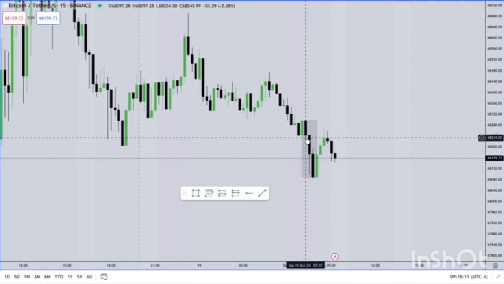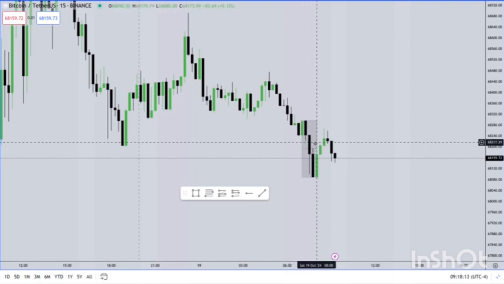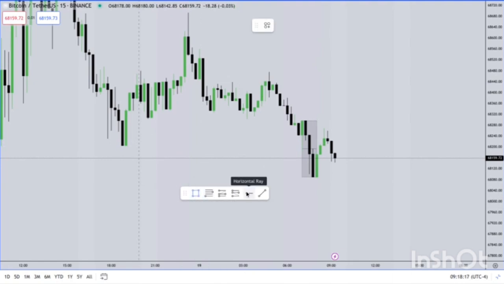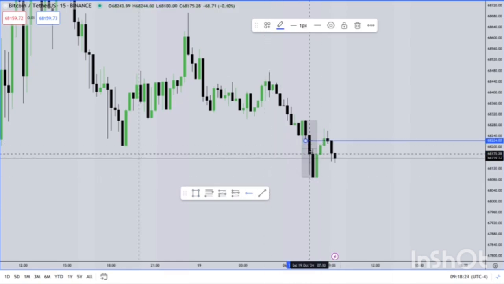They did not touch each other. So since they did not touch each other, what do we have? That's a fair value gap. Then you either use your horizontal line or your rectangular tool. Draw out a straight line that you want to pick an entry from.